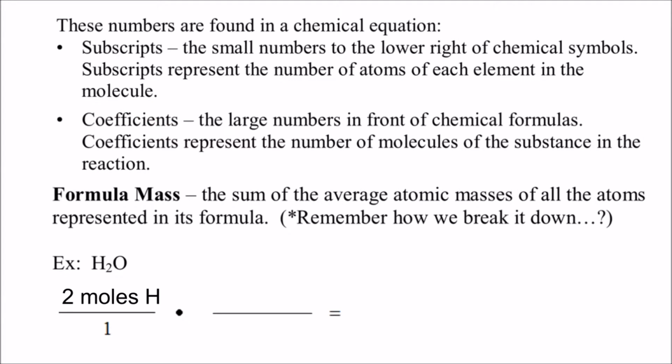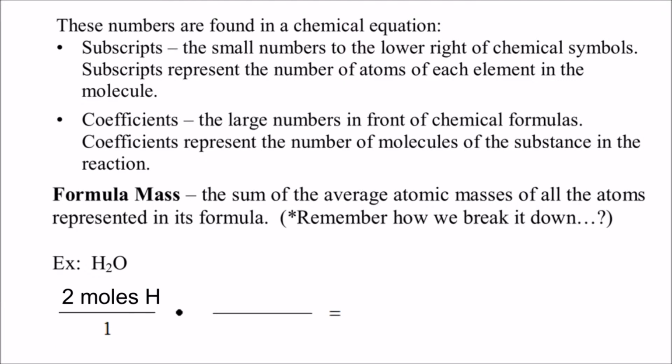Coefficients are going to be large numbers in front of the chemical formulas, and they're going to represent the number of molecules of a specific substance that we have. Sometimes we're going to need to know what the formula mass is. This is just the same thing as breaking it down. Whenever you break it down and you're finding the molar mass of a substance, that could also be called the formula mass of a substance. So we just did that a little bit with our dimensional analysis practice.